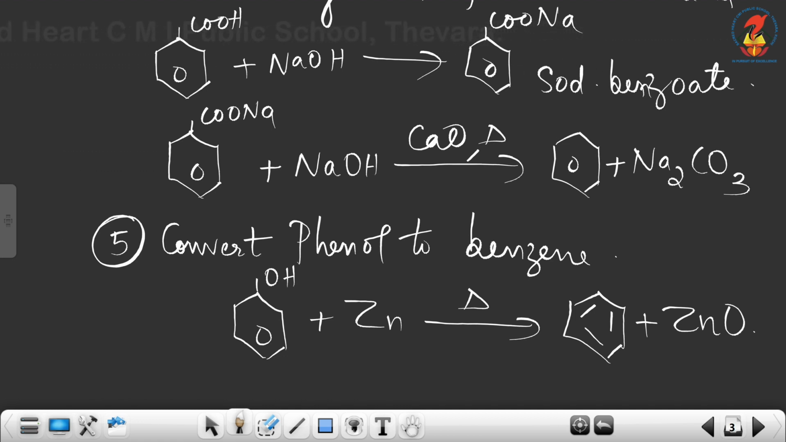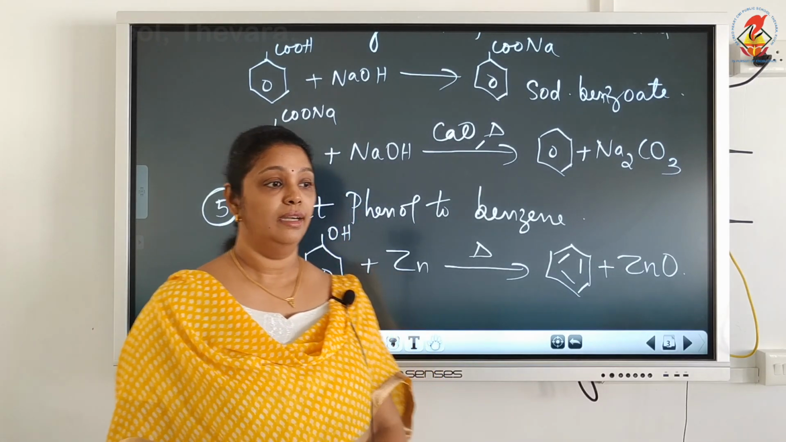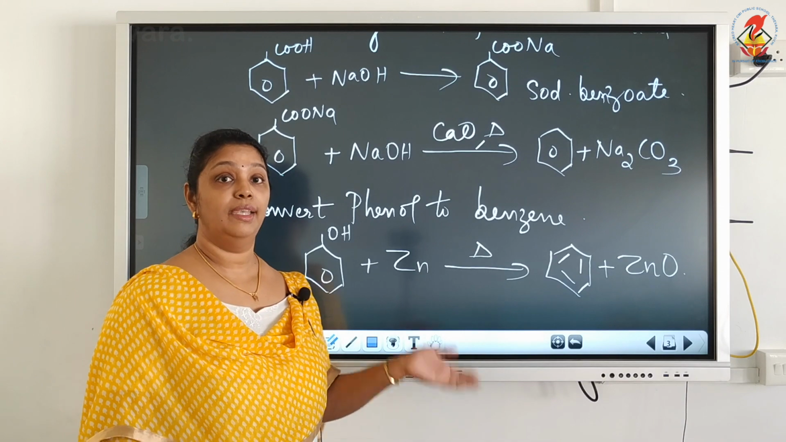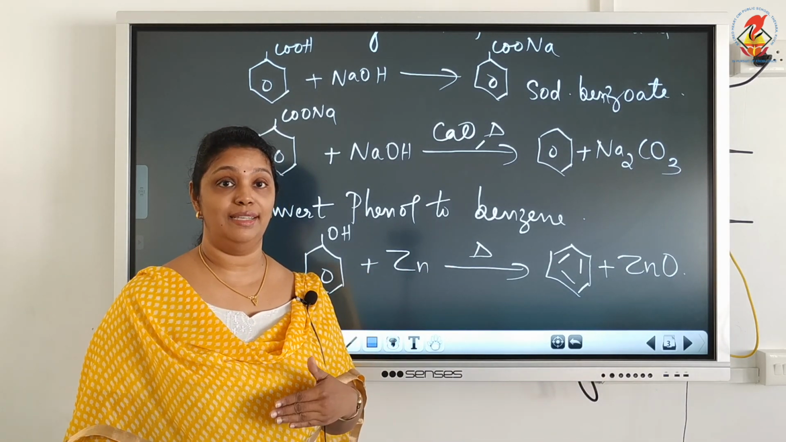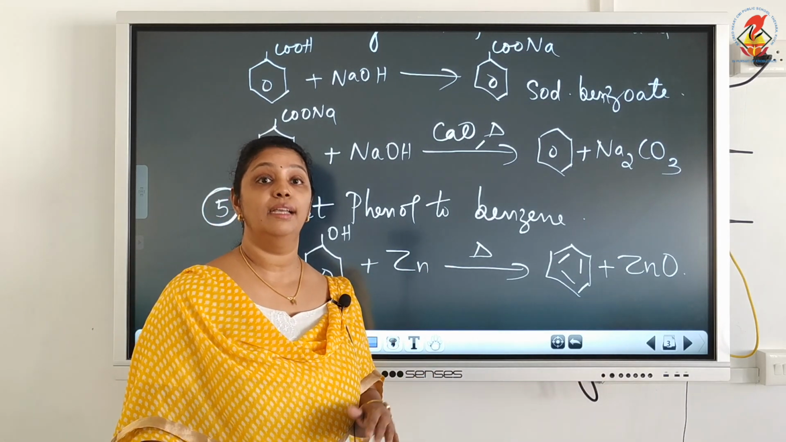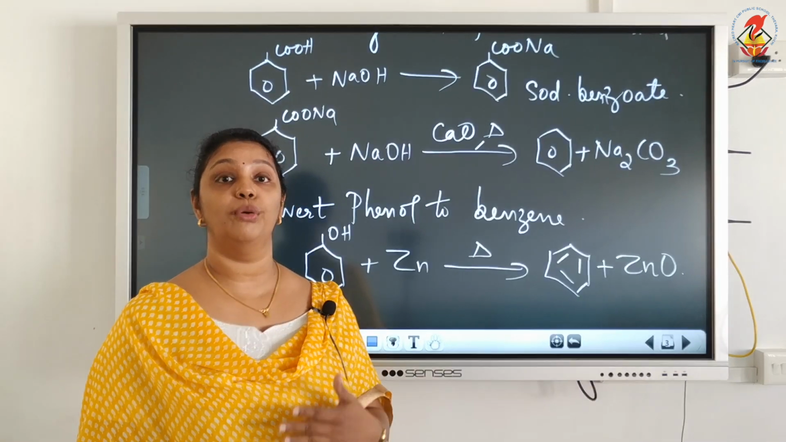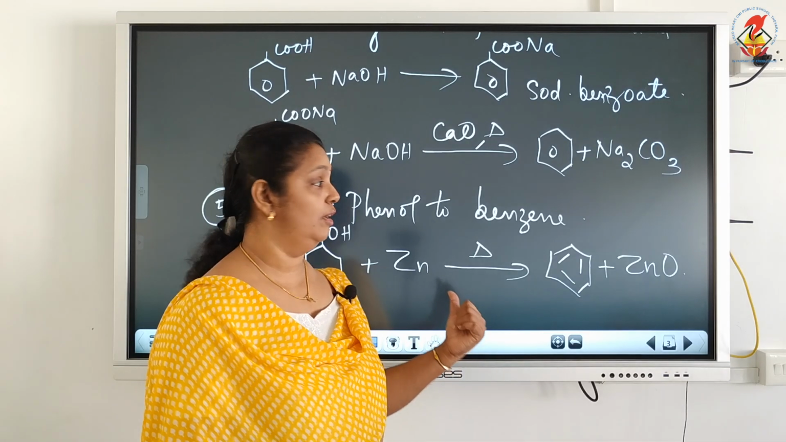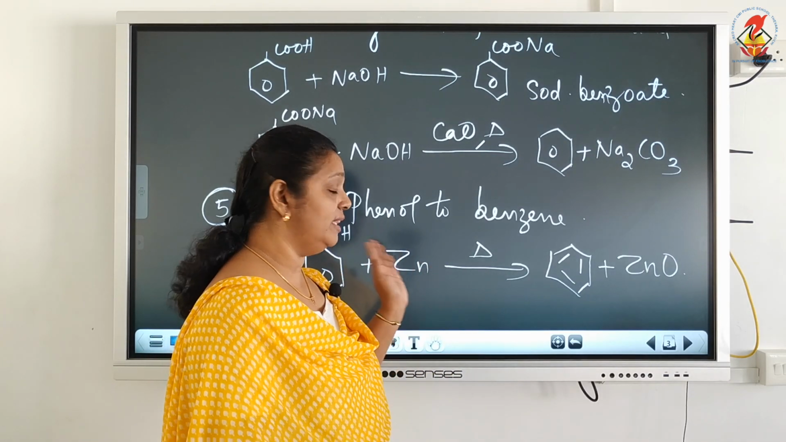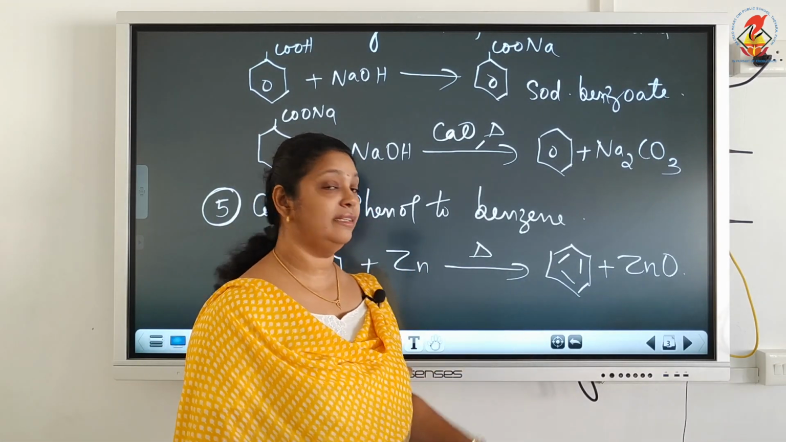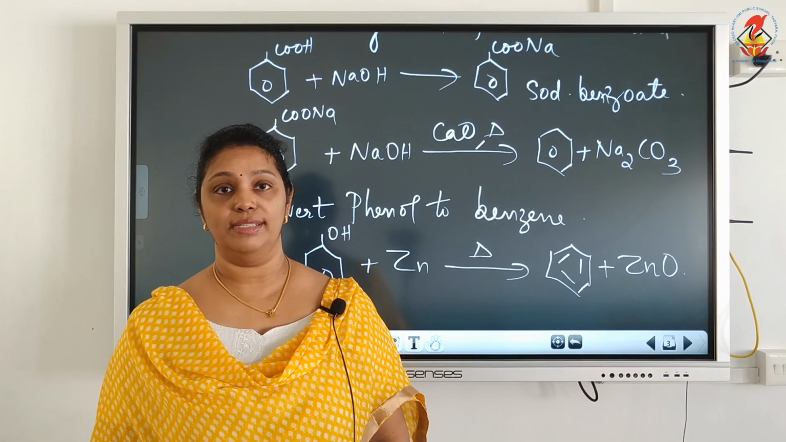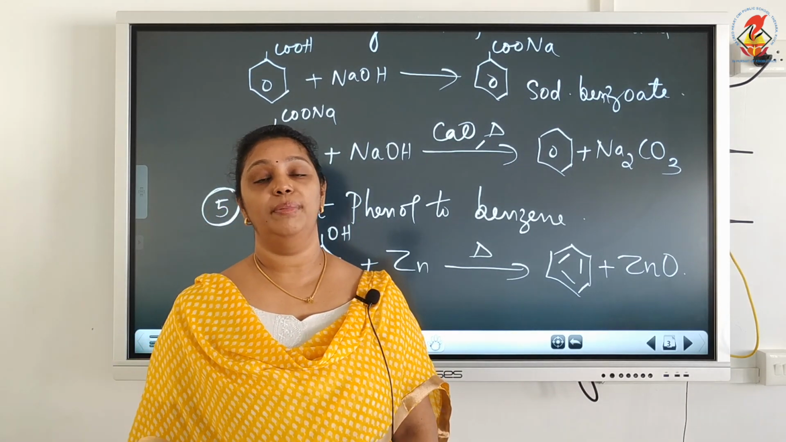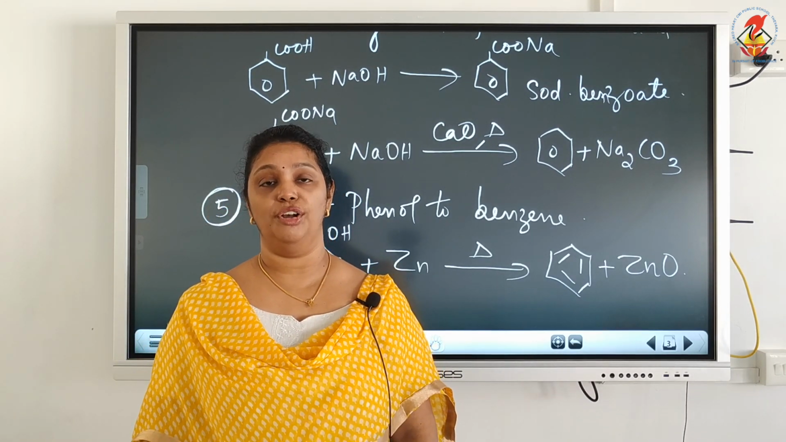So these are the 5 methods of preparation of benzene. The first method was from normal hexane by aromatization, second is from ethene, third is from ethyne, fourth is from benzoic acid, and the last is from phenol. Phenol on reduction with zinc dust, we get benzene plus zinc oxide. So with this we complete the structure and preparation of benzene.